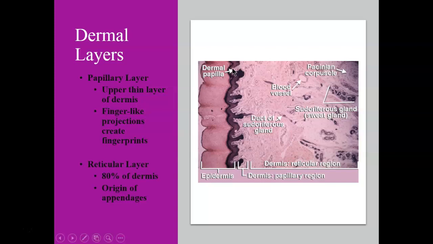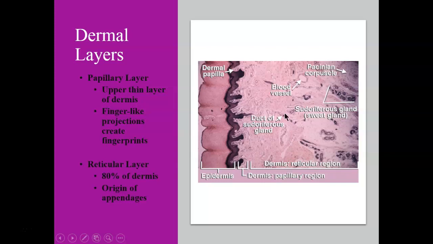The papillary layer, which is the layer closest to the epidermis, is composed of papillae. So papillae are finger-like projections. Notice how the dermis pokes up into the epidermis, and as it does so, it creates dermal ridges, which are finger-like projections that give us our pattern of fingerprints. The remaining part of the dermis is the reticular layer.